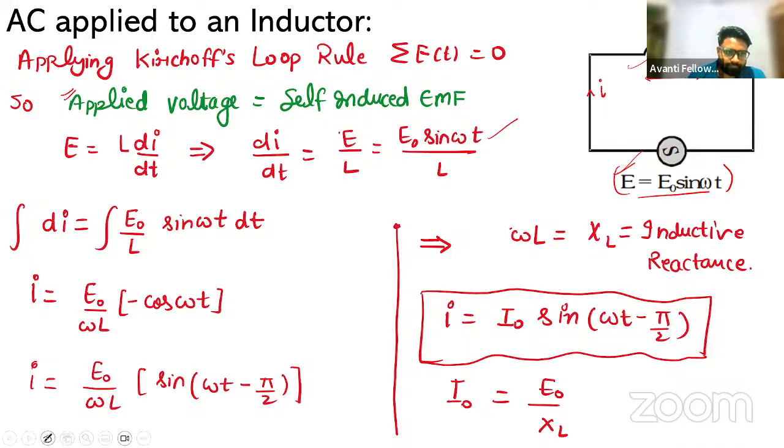Now we need to calculate the value of current so that we can see which quantity, either this potential difference, or you can say the applied voltage, is lagging or leading. So for that we need two quantities. First we have the EMF or applied voltage. And second we have the current.